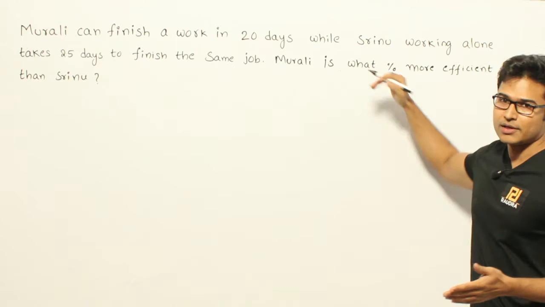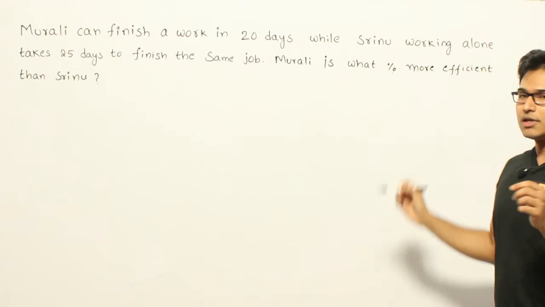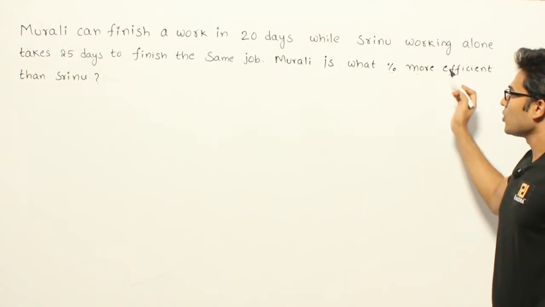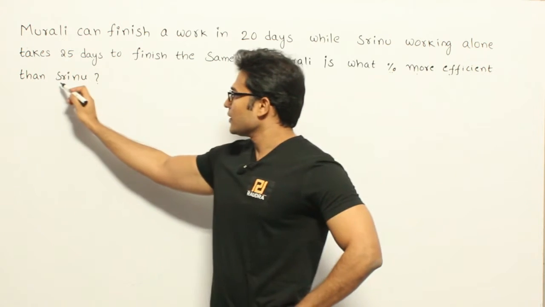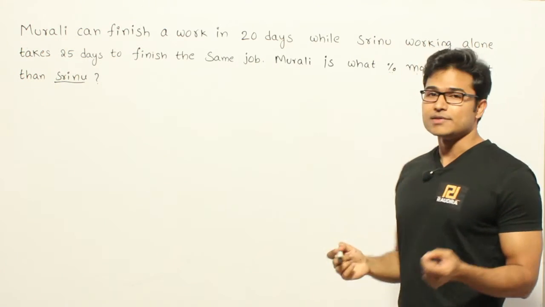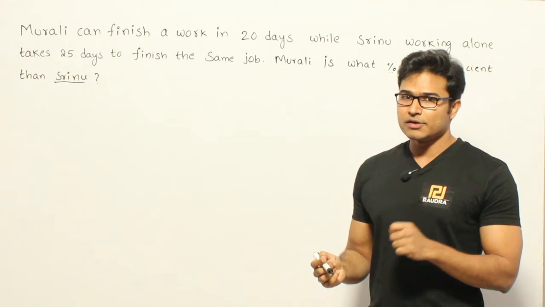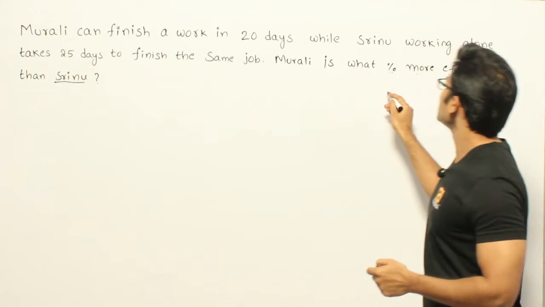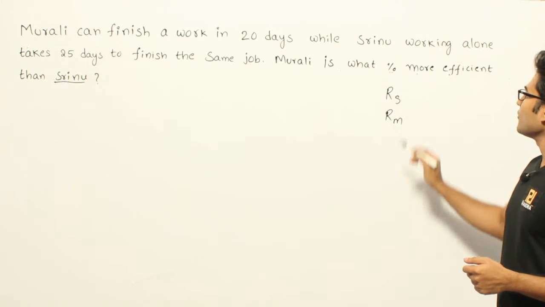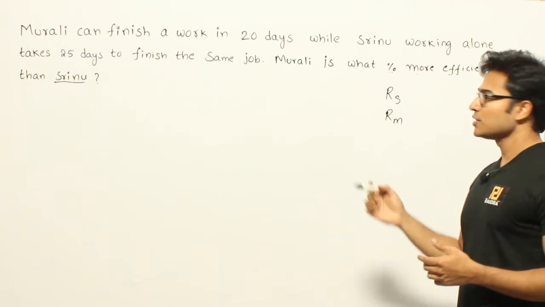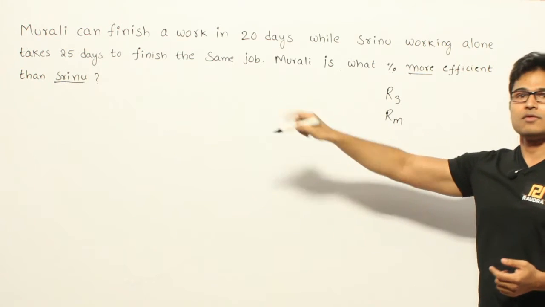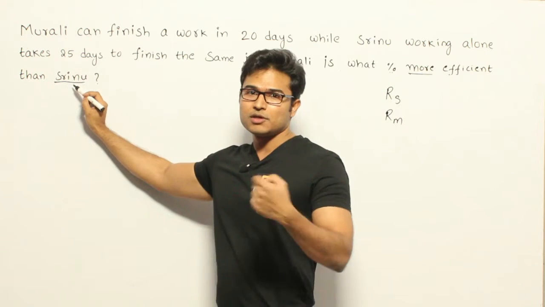There we shall see this topic again, but try to understand this. I'll just tell you the shortcut here. Whenever it is given "what percent more efficient than Srinu," you are supposed to put this in the denominator. Whenever we are talking about efficiency, we generally talk about the speed or the rate. Let us assume that the rate of Srinu is Rs and the rate of Murali is Rm. Whenever they are talking about "what percent more," it means the difference, okay? And then whatever term comes after, you have to put it in the denominator.